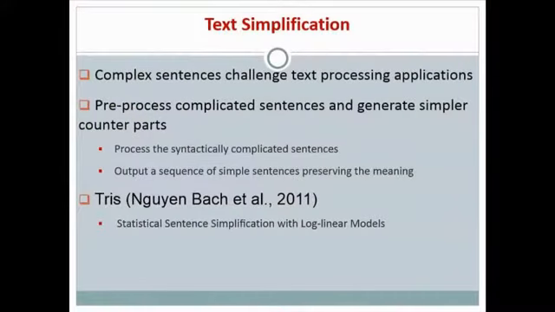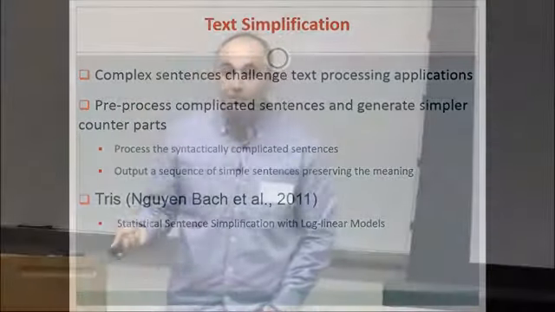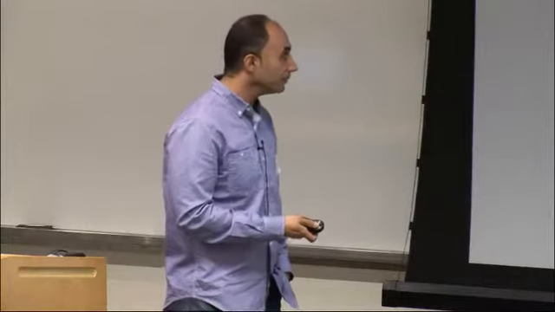For text simplification, we know that complex sentences can be simplified using those methods. So we use one of the state-of-the-art text simplification systems called Trace or Trice, which is a kind of statistical sentence simplification. It was a very interesting model, so we try to use that.